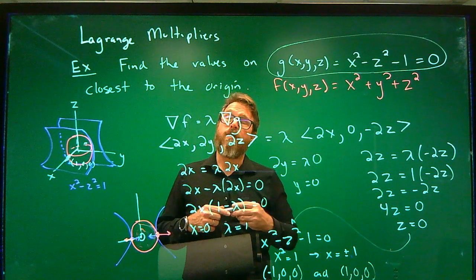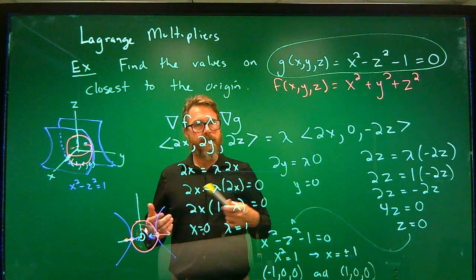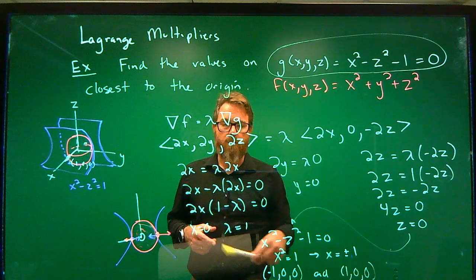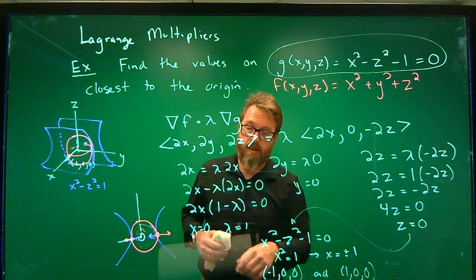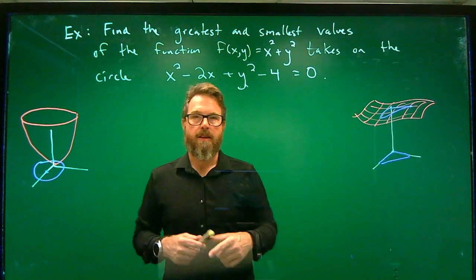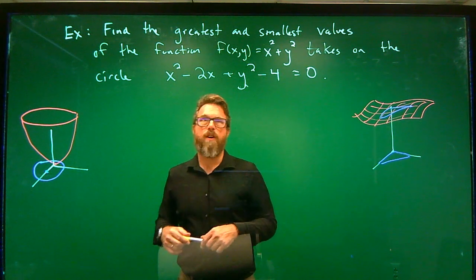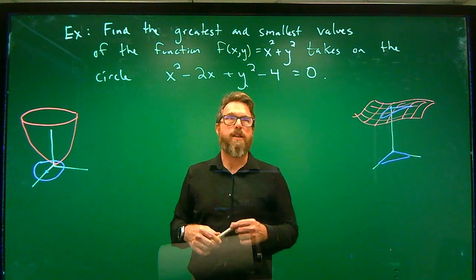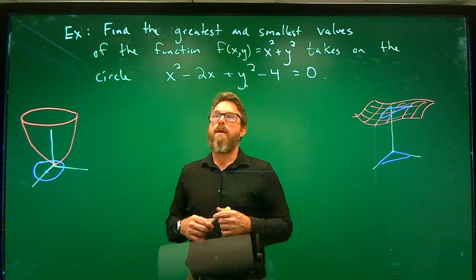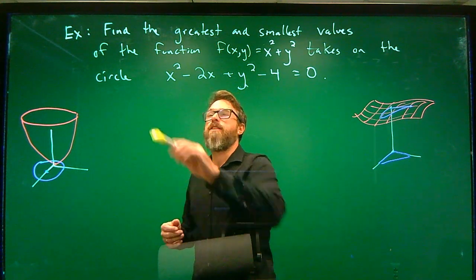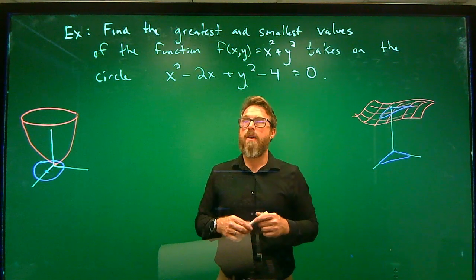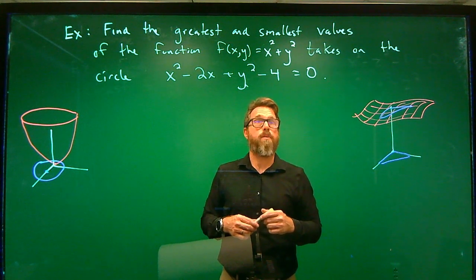All right, I want to use another example, and then we can get another idea of what this looks like geometrically. So I'll pause it, I'll set it up. All right, here's my example. Find the greatest and the smallest values of the function f of x comma y, which is equal to x squared plus y squared, basically, that it takes on this circle x squared minus 2x plus y squared minus 4 is equal to 0.